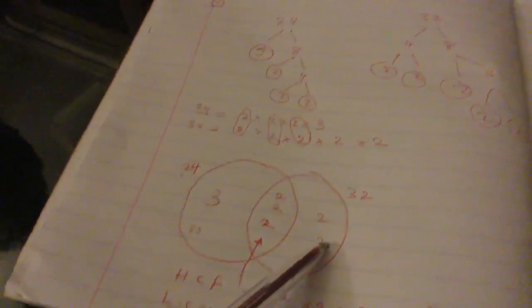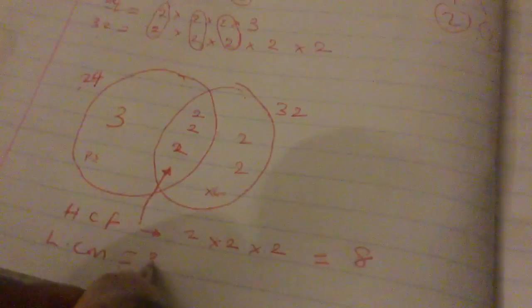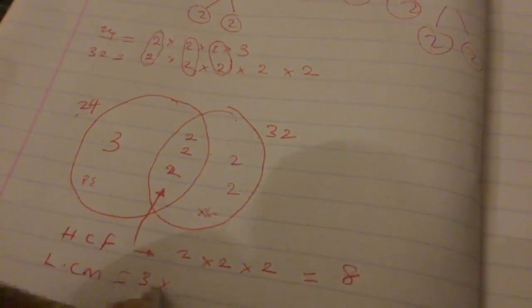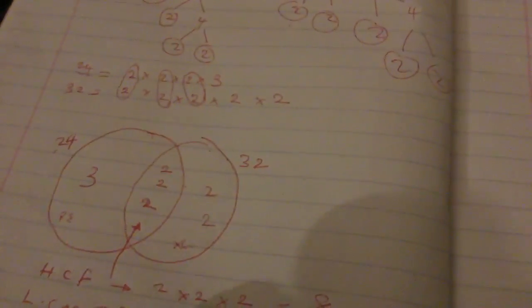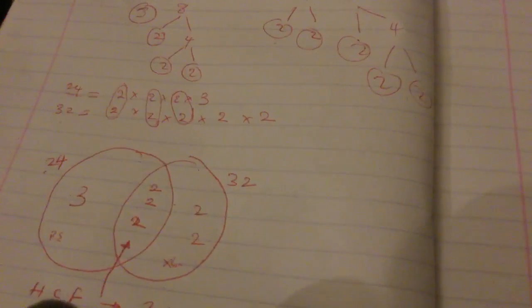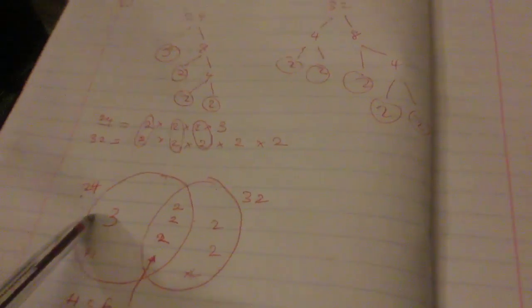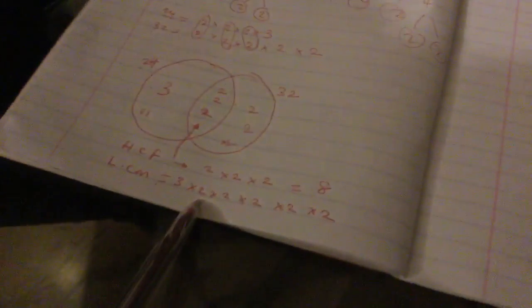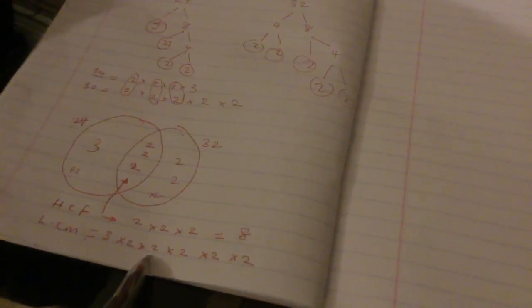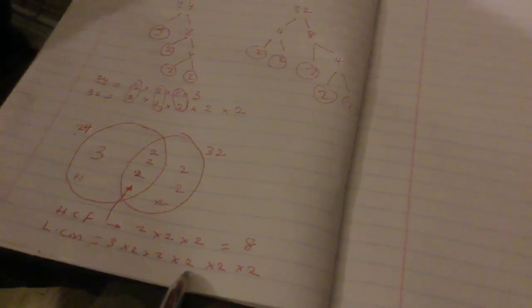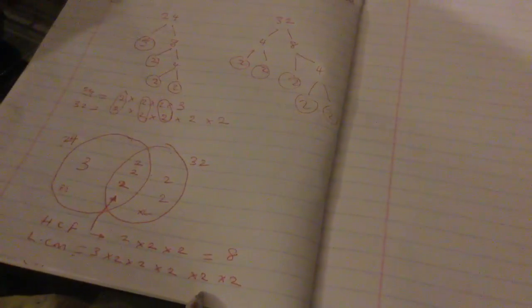It's not hard. Let's take it step by step. The first one is 3 times 2 times 2 times 2 times 2 times 2. That's 1, 2, 3, 4, 5 lots of 2's times 3. Then we can find the answer by saying 3 times 2 is 6, times 2 is 12, times 2 is 24, times 2 is 48, times 2 is 96. And that is your final answer.